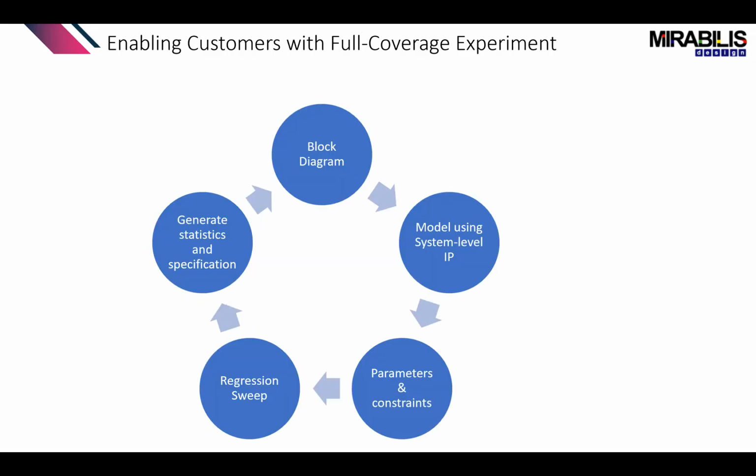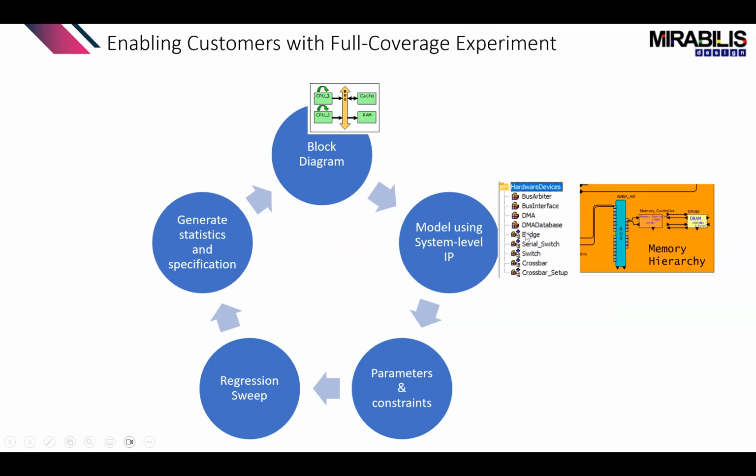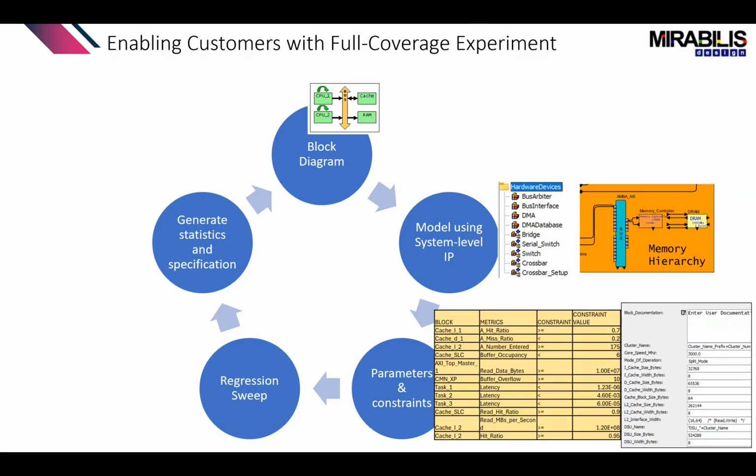Now, when I look at the coverage experiment, we typically start off with a block diagram. The block diagram has to have sufficient information to help you get going, meaning that you can create a model using IP libraries. From there, you start defining your constraints, your requirements. How much of the SSL cache buffer occupancy can I afford? How much can my XP router buffer overflow happen or not happen? What should be my task latency? What should be my hit ratios?